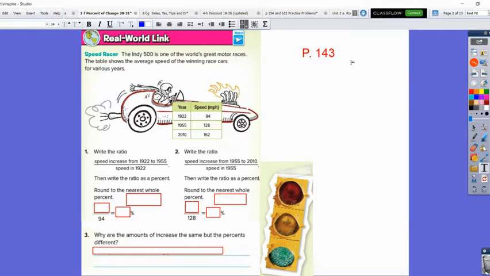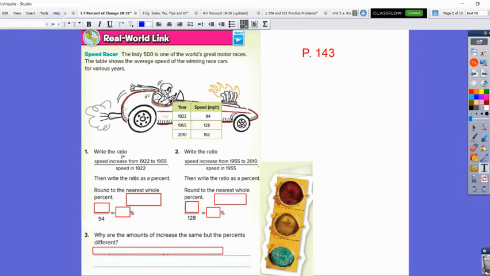Okay, so we start on page 143 with a look at the Indy 500, which is a race car race. This table shows the average speed of the winning car. In 1922, that average speed was 94 miles per hour. In 1955, it was 128 miles per hour. And in 2010, 162 miles per hour. Obviously the speed's getting faster as the cars and the technology get better.